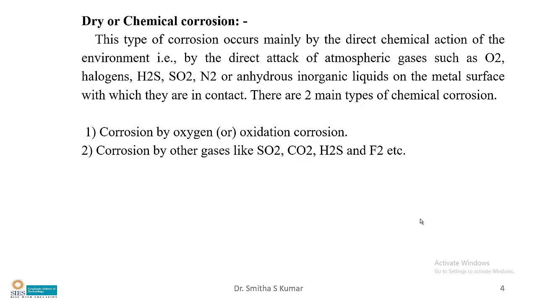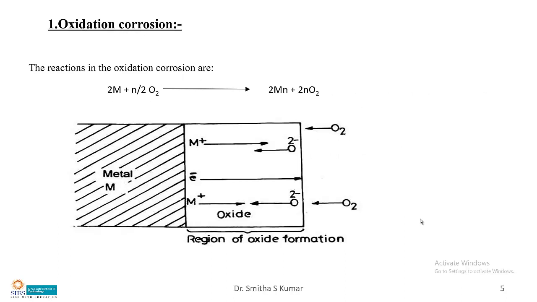First one is oxidative corrosion. This type of corrosion is brought about by direct action of oxygen at low or high temperature on metals, usually in the absence of moisture. At ordinary temperature, metals are very slightly attacked. However, alkali metals and alkaline earth metals are rapidly oxidized at low temperatures. At high temperature, almost all metals except the noble metals are oxidized.